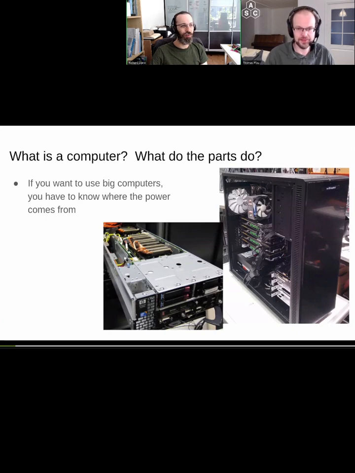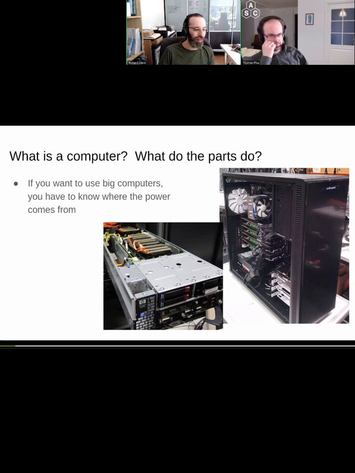So first off, what is a computer? What do all the parts do? This is why we're here right now, to explain what these are. So on the left side is a blade server from a server computer. This is probably part of the old Triton. And on the right side is a desktop computer that has what looks like 4 GPUs in there. So how do these compare? They're actually more similar than you think.